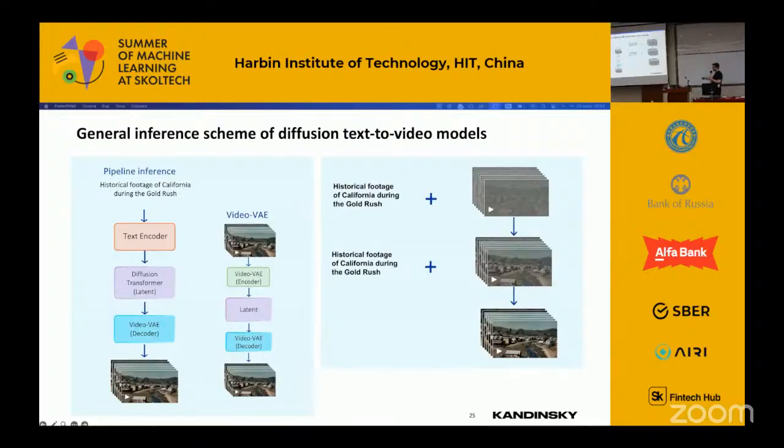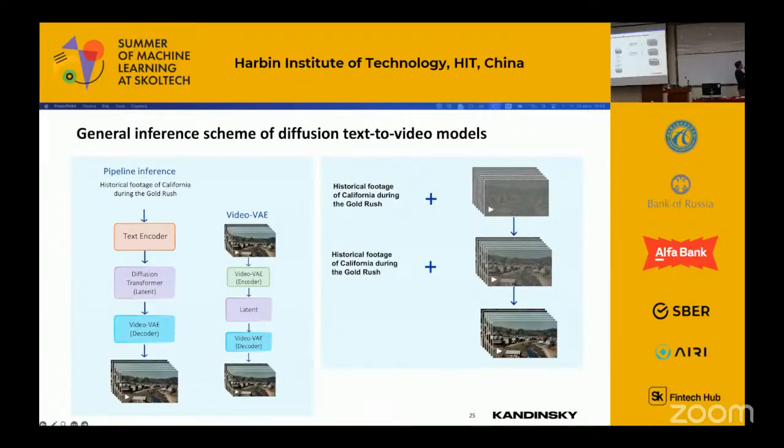So usually you have plenty of losses, not two, but these two are the main ones: reconstruction and regularizing loss on the latent space. So you train this video VAE and you can use it. After that, after you have the video VAE, what should you do?